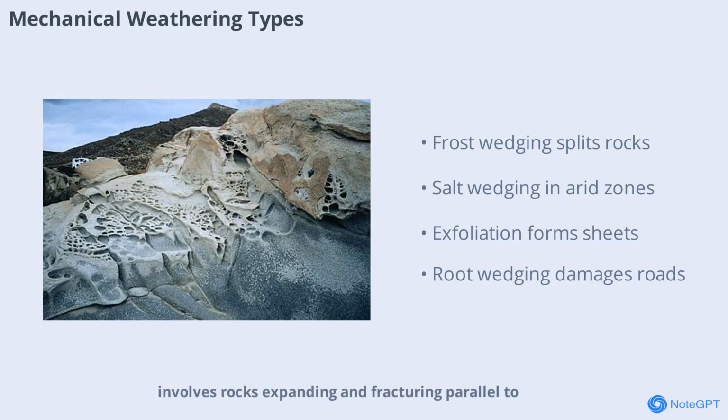Exfoliation, or pressure release, involves rocks expanding and fracturing parallel to the surface as overlying material is removed. Finally, root wedging is when plant roots grow into cracks, forcing rocks apart. Each of these processes can dramatically alter landscapes and even damage infrastructure such as roads and buildings. Let's look at some striking examples and see how these forces shape our world.